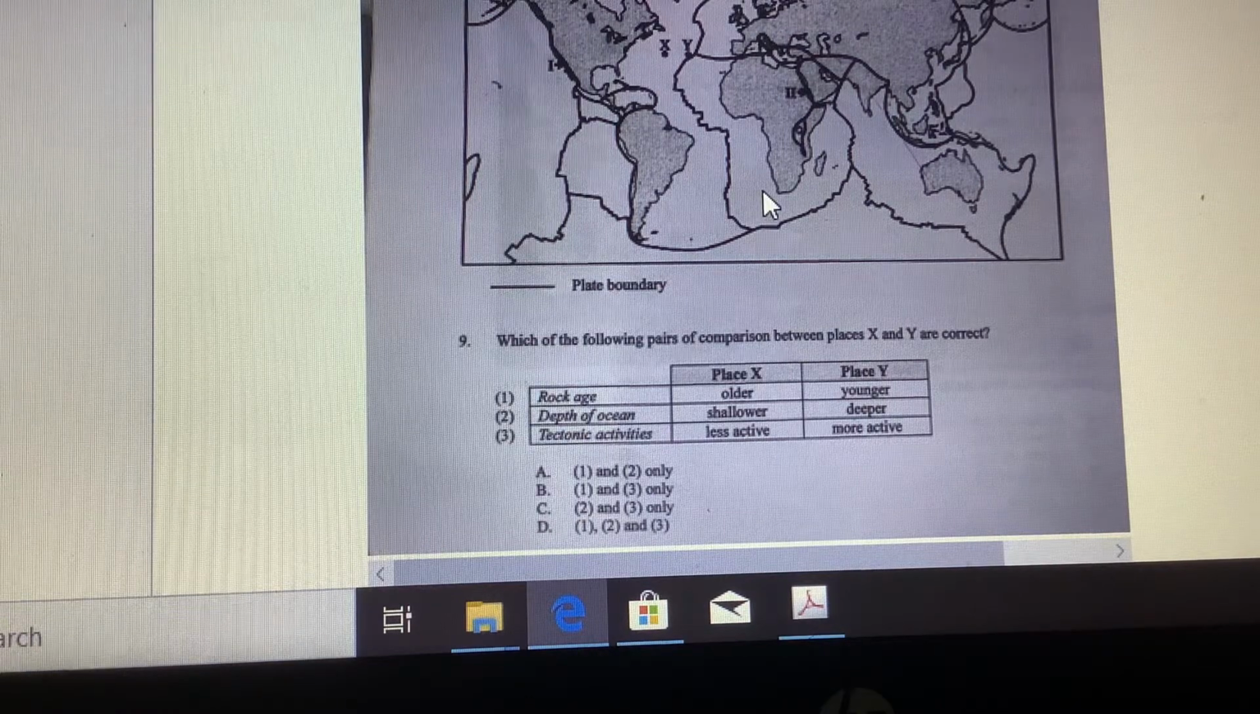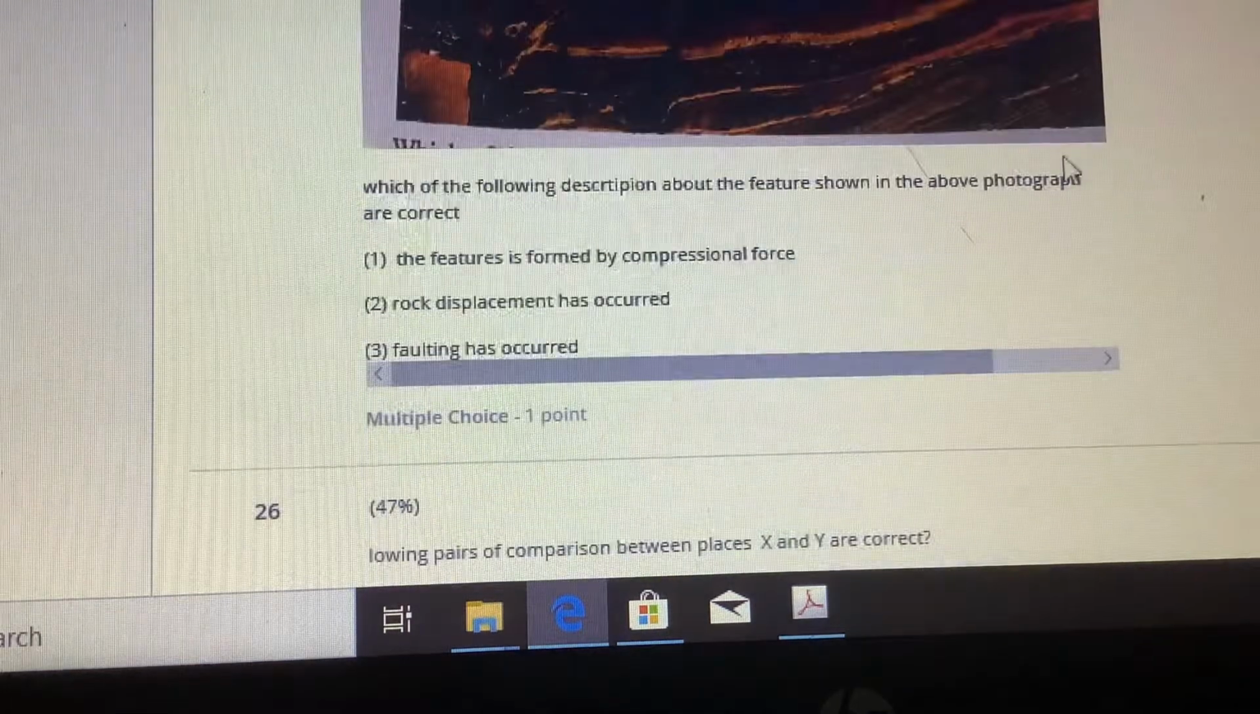Depth of the ocean, X is shallower and then Y is deeper. Isn't it the case? Not quite sure. Let's check out the answer. Tectonic activities, this one no doubts. So the answer is just in between number 1 and 3, and number 1, 2, 3. Press the answer first.